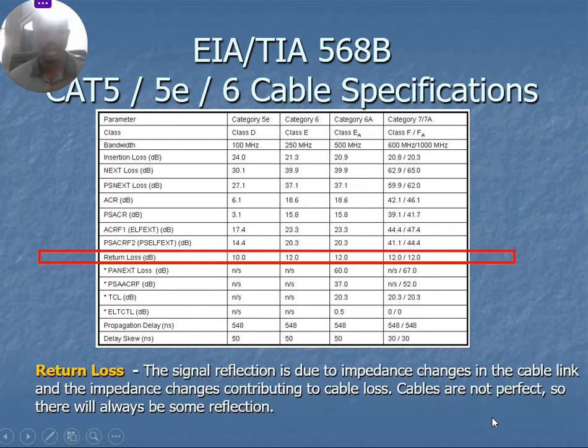Now let's take a further look at this return loss. The signal reflected is due to the impedance changes in the cable link. There are impedance changes in the cable. Remember, every cable has a resistor. Not only a resistor, it also has capacitance in the system, and it also has an inductor in the system.